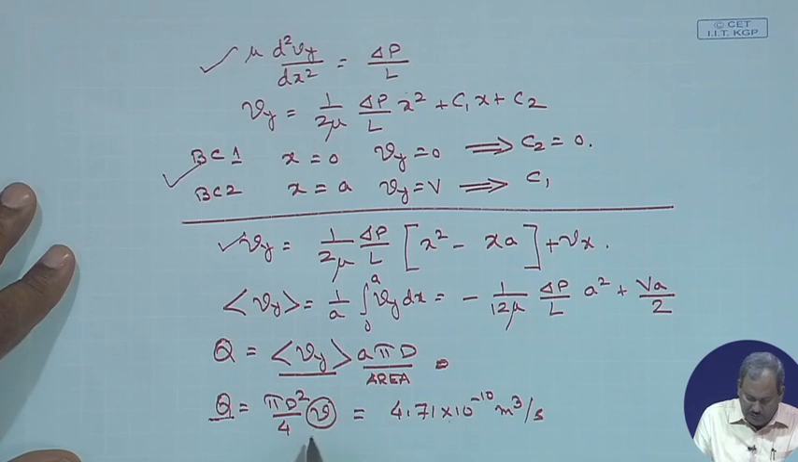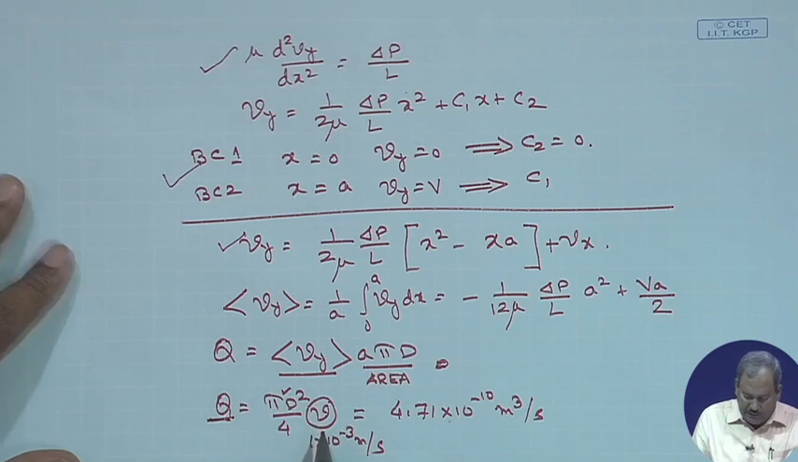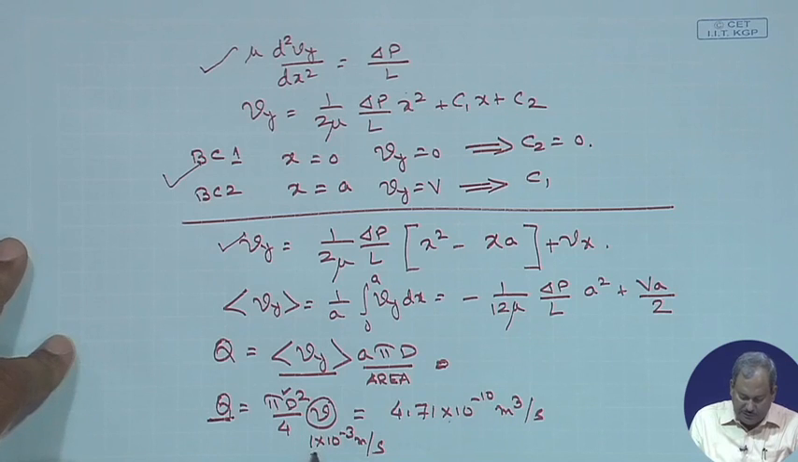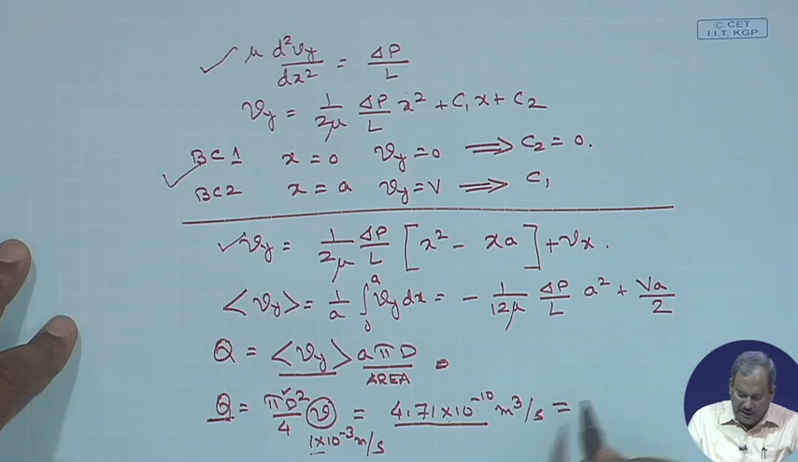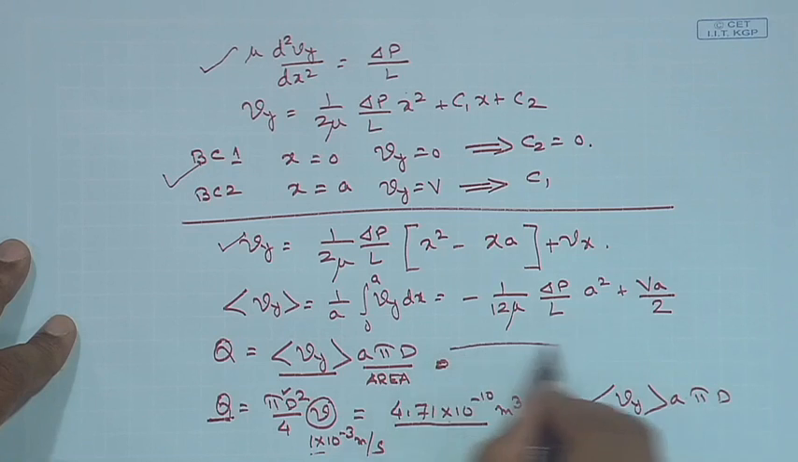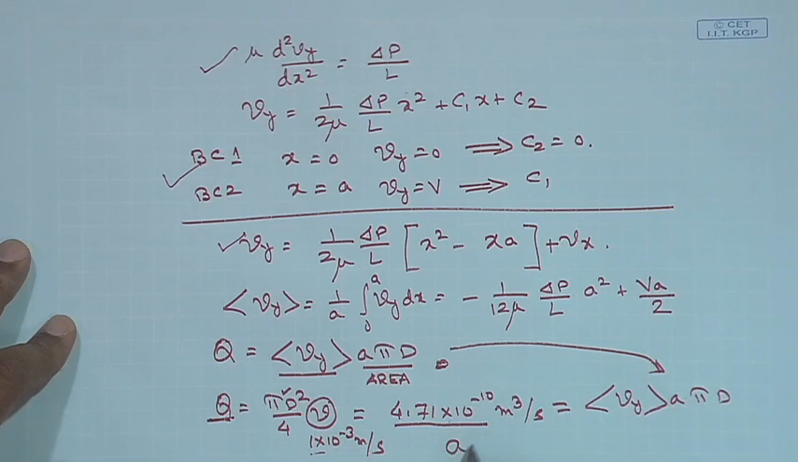Since I know the velocity is equal to 1 into 10 to the power minus 3 meter per second, and the value of d is known to me, I know that in 1 second, the piston comes down by a distance of 1 into 10 to the power minus 3 meter. So, the total amount of volume displaced would be equal to 4.71 into 10 to the power minus 10 meter cube per second, and this must be equal to Vy times a times pi d. In this expression, everything is known except a, which you should be able to evaluate as 1.28 into 10 to the power minus 5 meter.